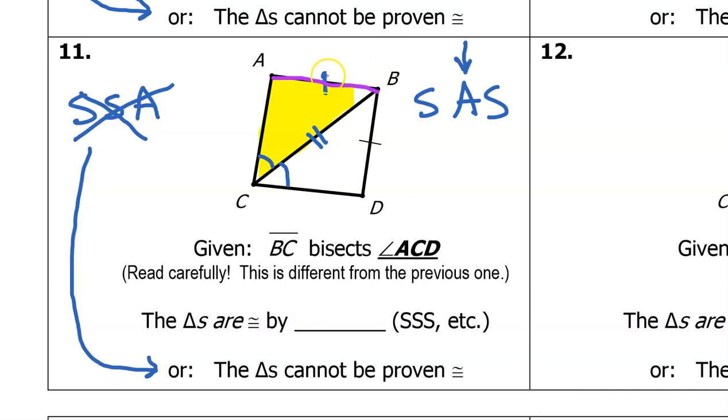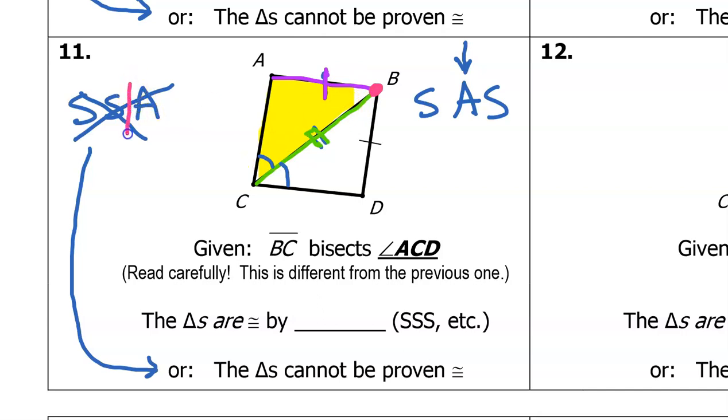So here's one side, and here is the other side. Okay, where do they meet? They meet right here at angle B. Is that the angle that's marked congruent? No, the congruent angle is way over here. So the angle is not between the two sides.